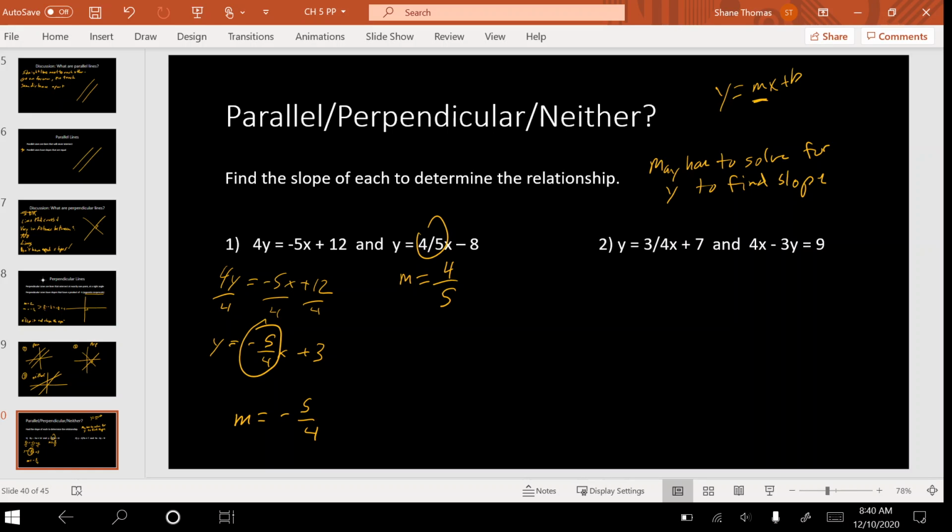The slope of the second line is 4/5. Are they parallel, perpendicular, or neither? They're perpendicular. Why are they perpendicular? They're negative reciprocals, opposite reciprocals. Correct. If I take this negative 5/4, flip it, and change the sign, I get 4/5. So therefore, those two lines are perpendicular. Does that make sense?